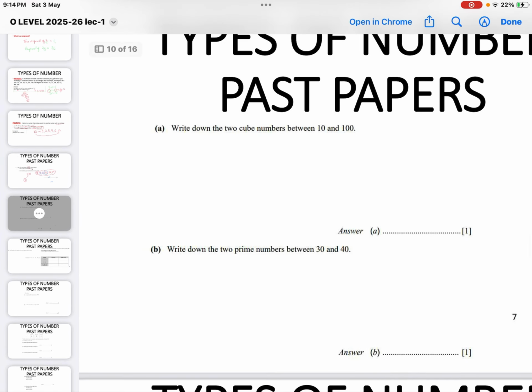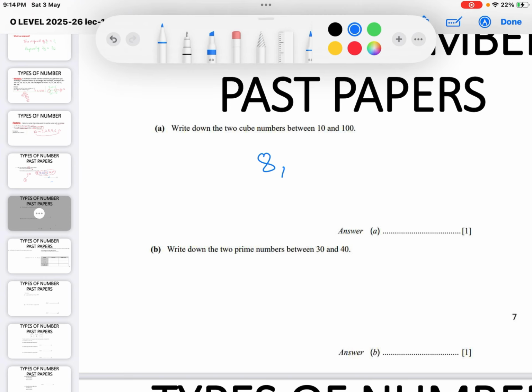Okay, write down the two cube numbers between 10 and 100. We need to write down the cubes, so that's why I told you that you must know the cubes from 1 till 15 at least, cubes and squares. So starting, we have 2 cube is 8, and 3 cube is 27, and 4 cube is 64. So these are the cube numbers we have from 1 till 100.